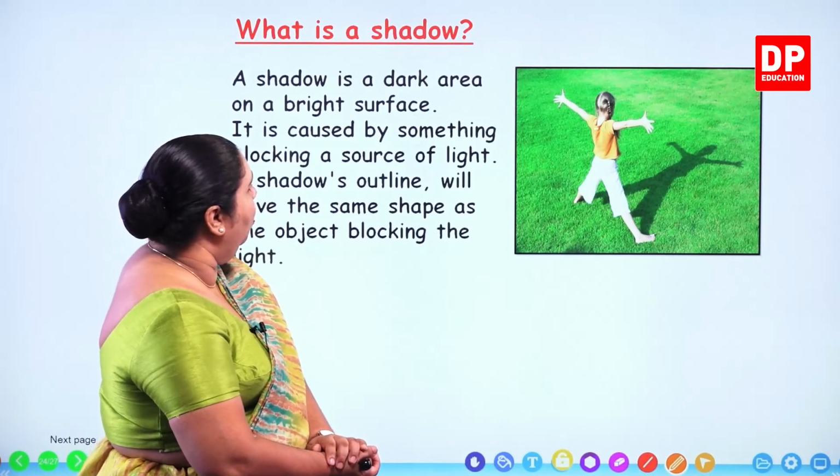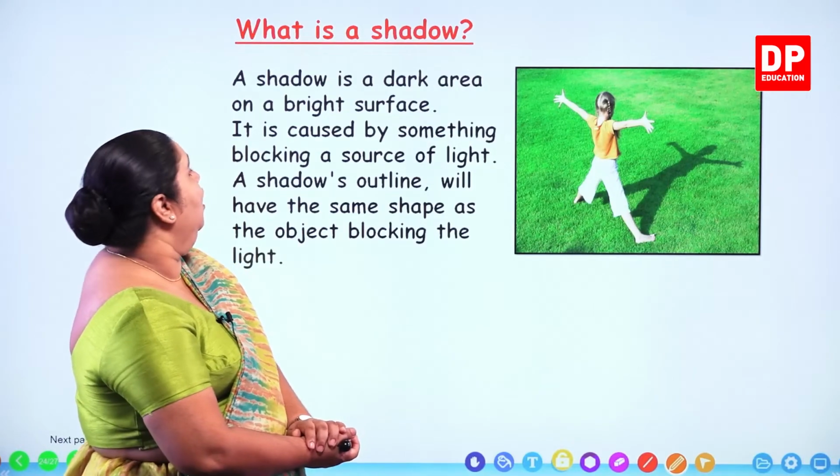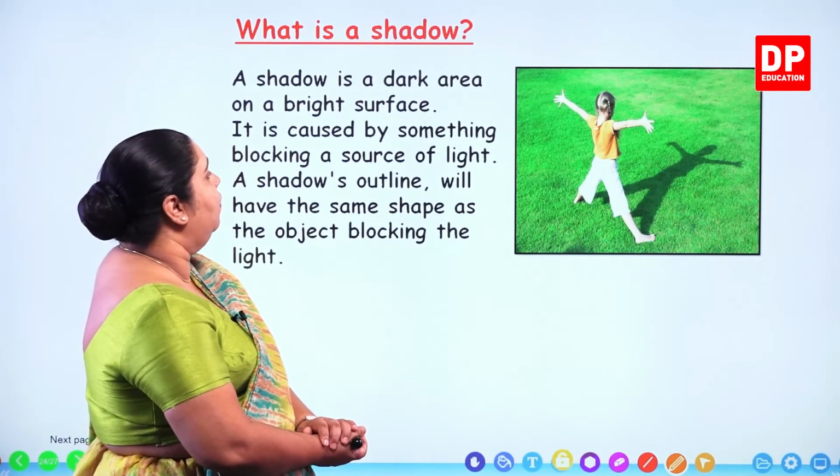It is caused by something blocking a source of light.